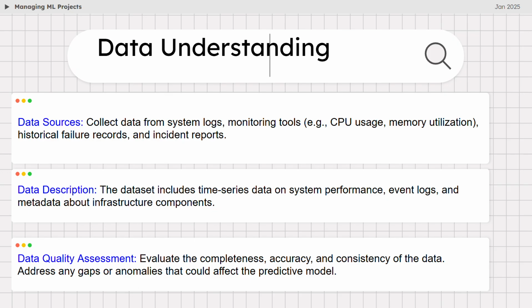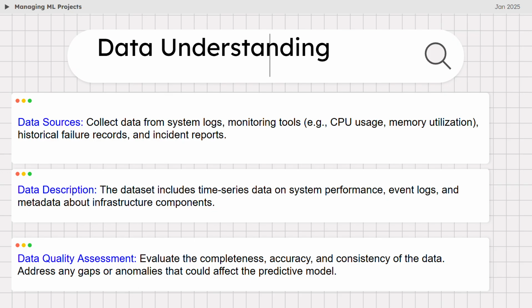For the data description, I put in that it is going to be time series data, so point in time, what happened. Logs, and metadata about the infrastructure. For example, if a server often goes down, you could know what the operating system is, what CPU architecture it is on, RAM available, disk space available, which network scheme it's on, and things like that.